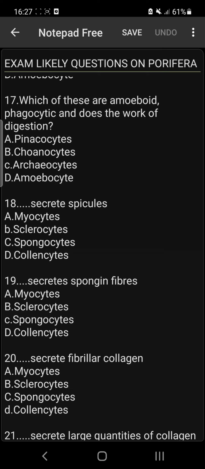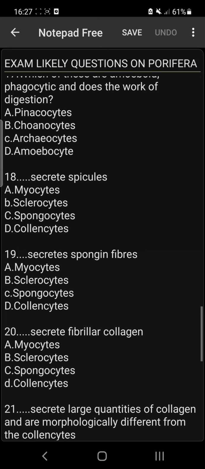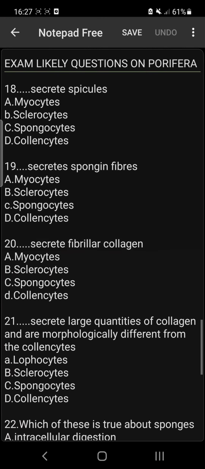Number 18, that secretes spicules. All right, the answer is sclerocyte. Let me give you hints on this part. Just make it S squared, because questions 18, 19, 20, and 21 are confusing. So just use the acronym S squared, which means sclerocytes secrete spicules. So the answer is what? B. Sclerocytes secrete spicules. S squared.